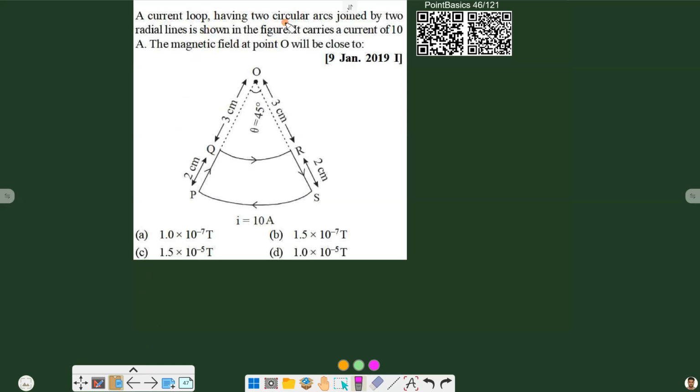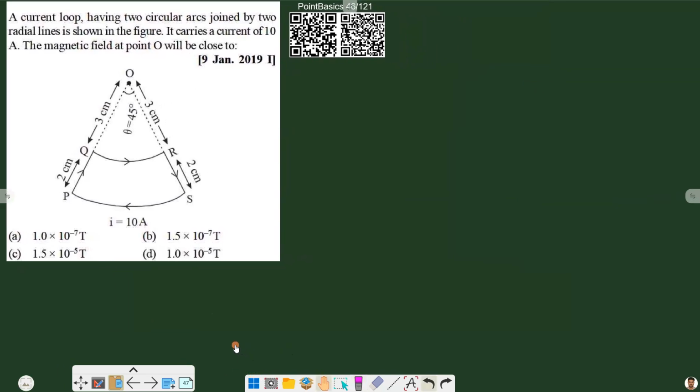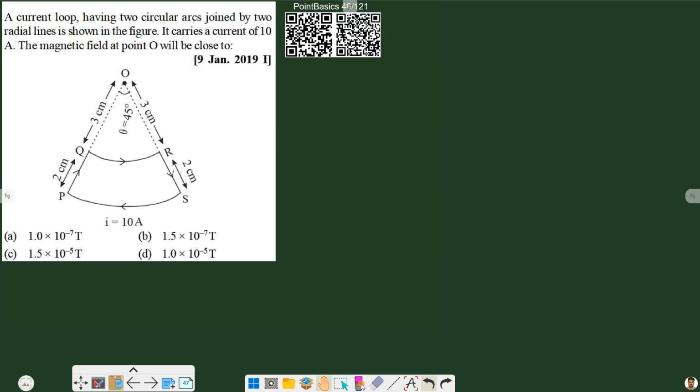The current loop has two circular arcs joined by two radial lines, as shown in the figure. It carries a current of 10 ampere. The magnetic field at point O will be close to what? So we have to find the magnetic field at point O, and as already done in the previous question, here the magnetic field will be due to four conductors or four parts. First due to PQ, then due to PS, then due to SR, and then due to RQ.